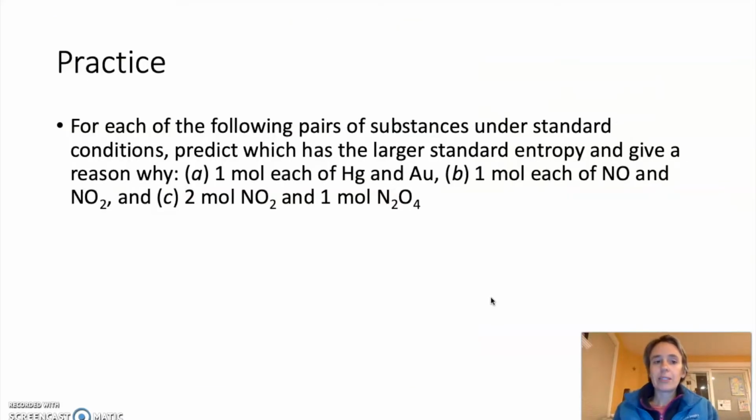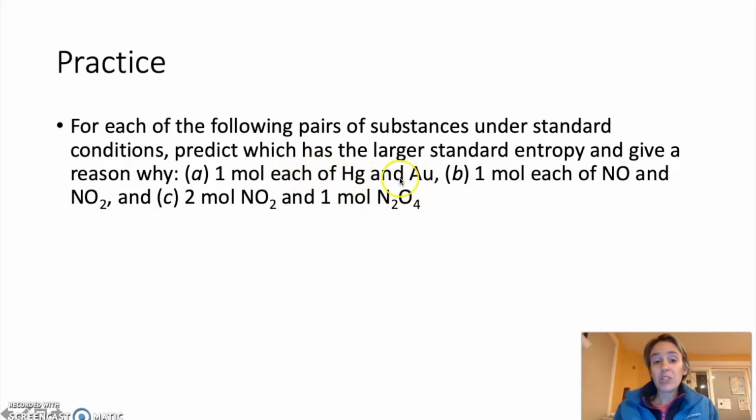Let's do a little bit of practice. I've got a couple pairs of substances. Let's predict which has the larger standard entropy. First, if we have 1 mole each of mercury versus gold. Again, maybe pause it and take a look at each of these 3 examples, and then come up with some answers and then press play to see what the answers are.